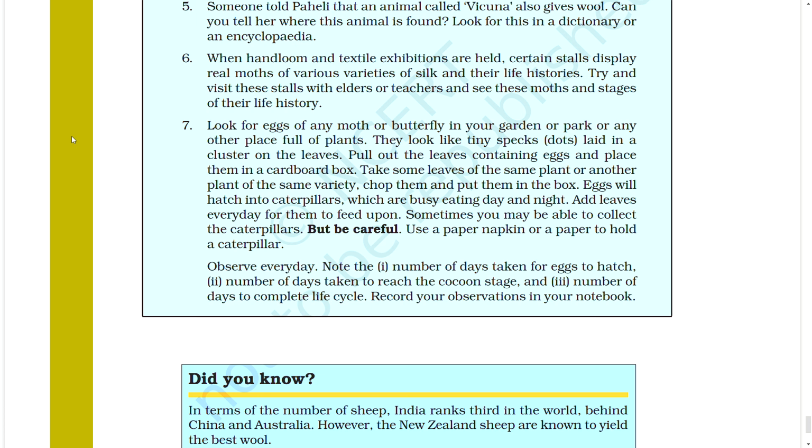Eggs will hatch into caterpillars which are busy eating day and night and need fresh leaves every day for them to feed upon. Sometimes you may be able to collect the caterpillars, but be careful. Use a paper napkin or a paper to hold a caterpillar. Observe every day. Note the 1. Number of days taken for eggs to hatch. 2. Number of days taken to reach the cocoon stage. And 3. Number of days to complete the life cycle. Record your observation in your notebook.